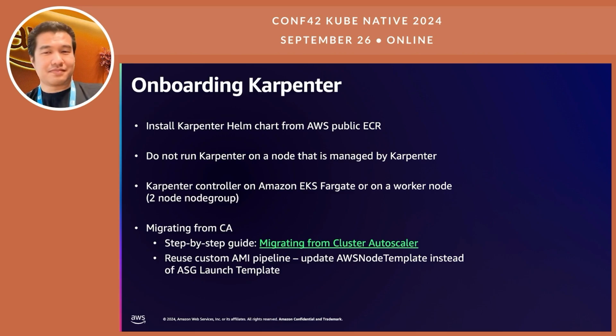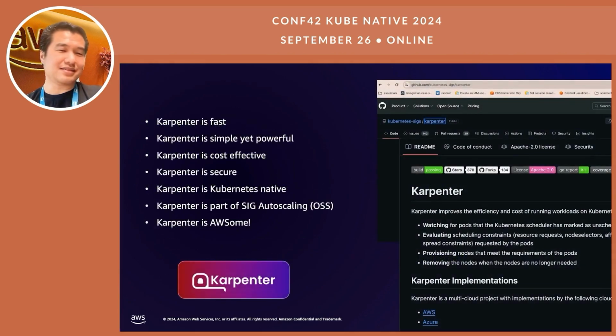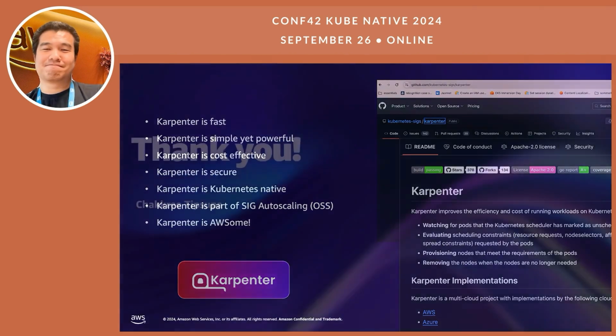So let's sum up. Karpenter is fast. It's quite simple, but it's quite powerful. It's cost effective because it tries to reduce the cost by consolidation. And also it's Kubernetes-native because it's open source. Now we support multiple clouds already. And yeah, I think it's awesome. Thank you so much.